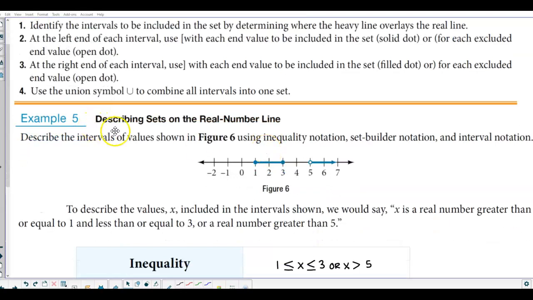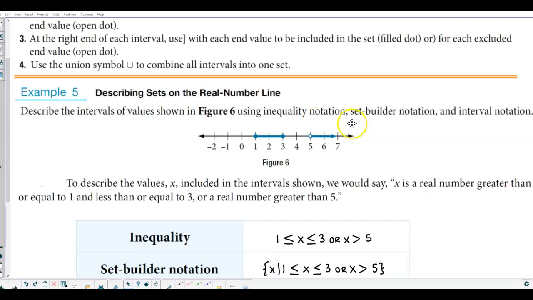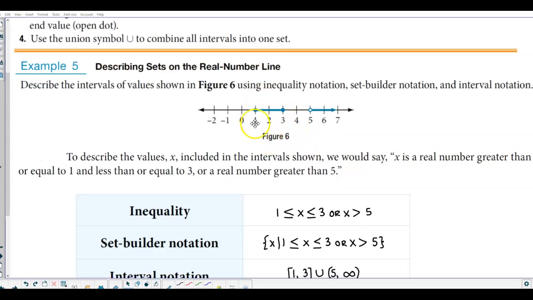So for example 5, we're describing sets on the real number line. We're going to describe the intervals of values shown in figure 6 using inequality notation, set builder notation, and interval notation. So here's our graph. We can see here that we have a closed dot at 1 going all the way to 3 with a closed dot. And then we have an open dot at 5 going with an arrow to the right.